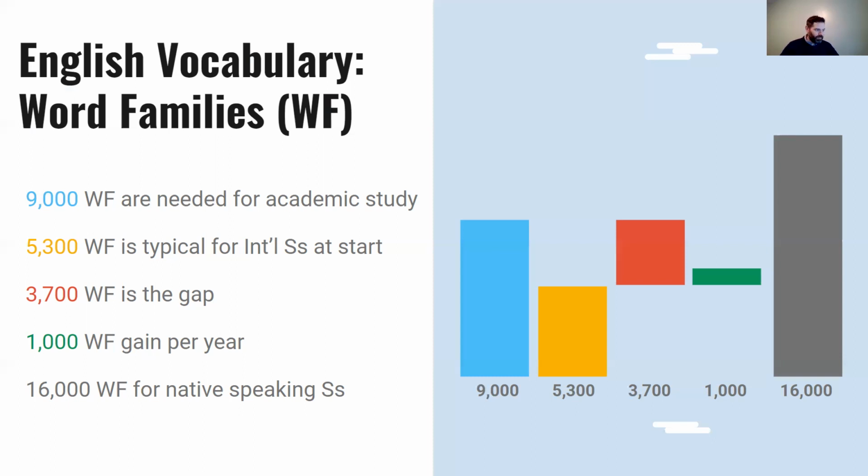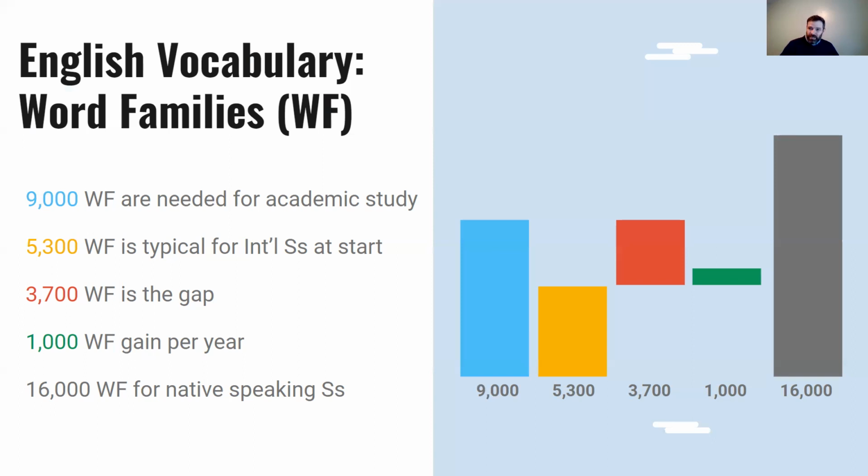Now, just by comparison, that gray bar there represents the number of word families that the average domestic student has when they start university. And that seems like a lot. Now, let's also keep in mind that a lot of those words are not relevant for academic study. They're words about popular culture or words about everyday life that are not used in the academic classroom.